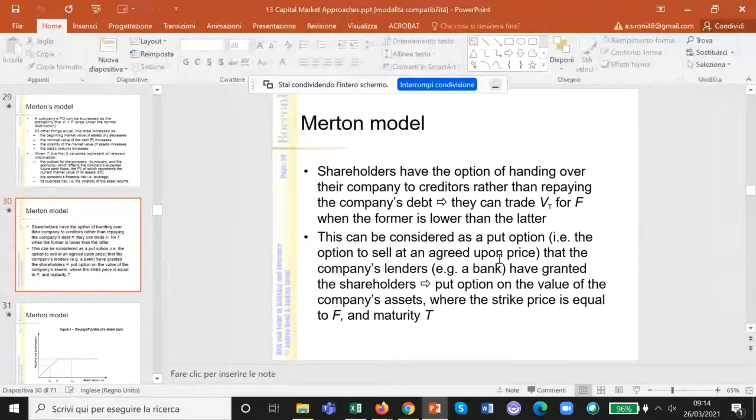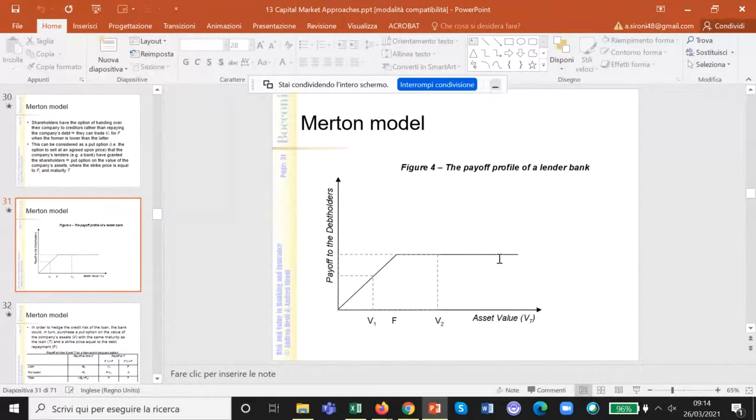Okay, and this can be seen graphically here. This is the payoff of the lender, or if you want, the payoff of the bond investors. It's a bit as if they have sold the put option. So as you can see, this is the payoff of a put option seller to the company's shareholders. On the x-axis, we have the value of the assets, and this is the value of debt. And on the y-axis, we have the payoff to the debt holders.